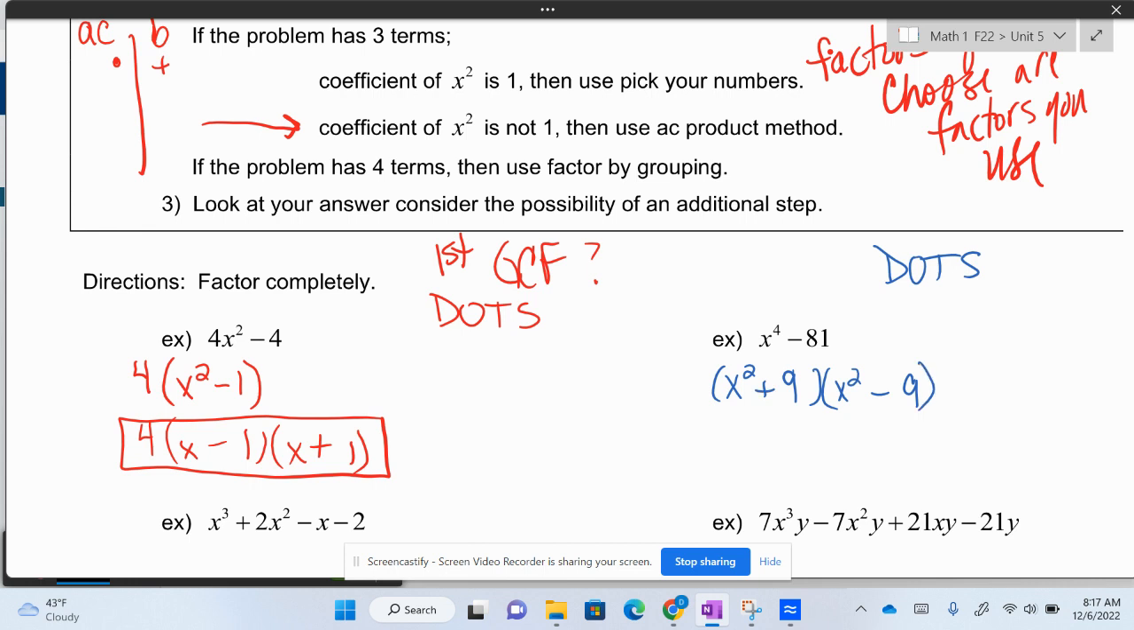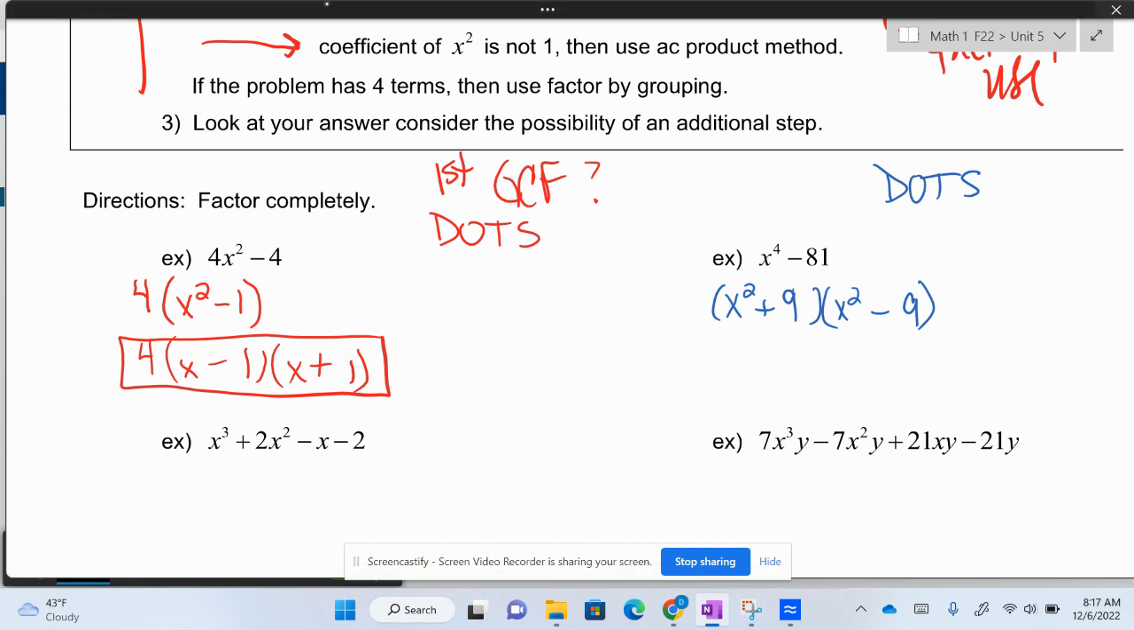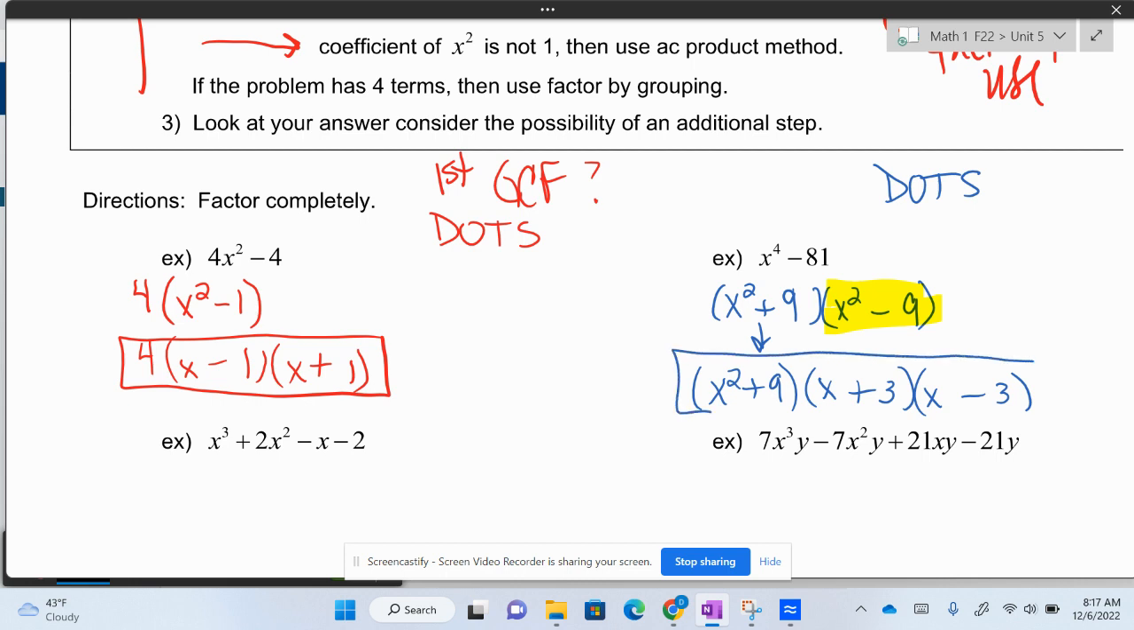Can we factor this anymore? Which one? Yeah, the x squared minus 9 is also the difference of 2 squares. Do you guys see that? So this does not change. I'm going to leave the x squared plus 9 the way it is because I can't factor that with integers. But the x squared minus 9 is also the difference of 2 squares. So how do I get x squared? I get that by taking x times x. How do I get 9? 3 times 3. Join one with a plus, one with a minus. This is now completely factored.